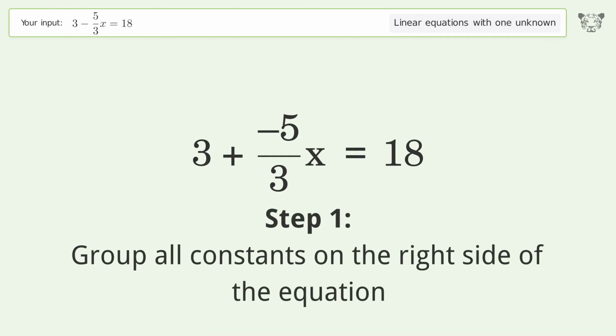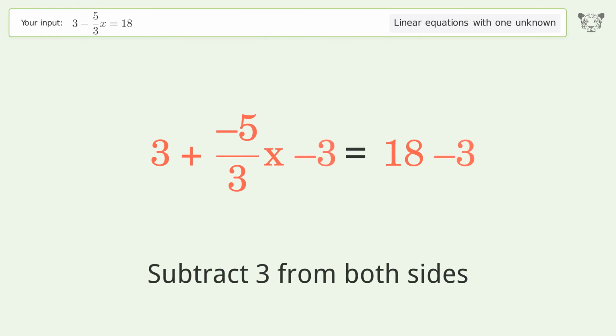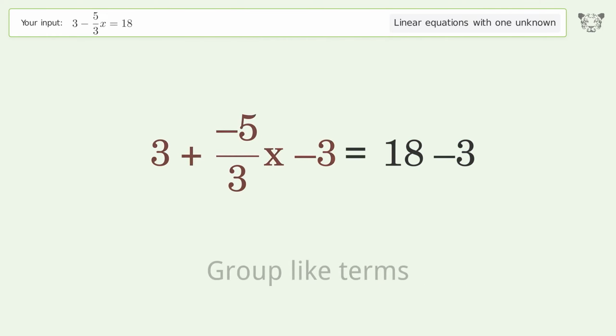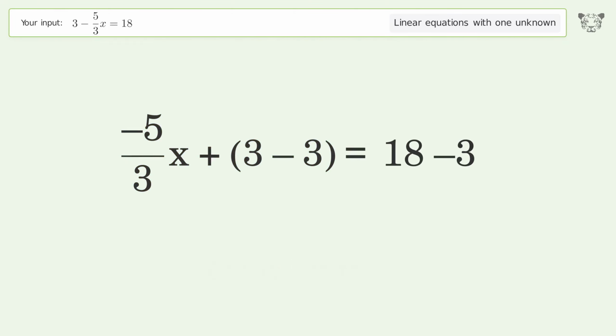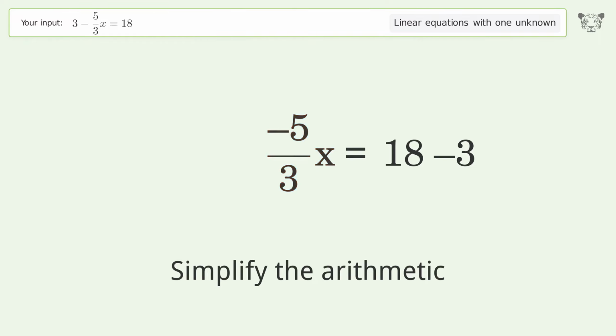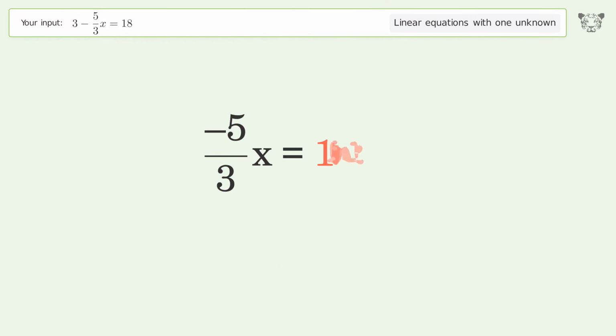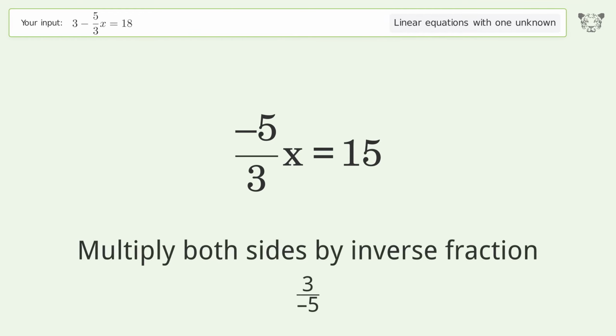Group all constants on the right side of the equation. Subtract 3 from both sides. Group like terms. Simplify the arithmetic. Isolate the x. Multiply both sides by inverse fraction 3 over -5.